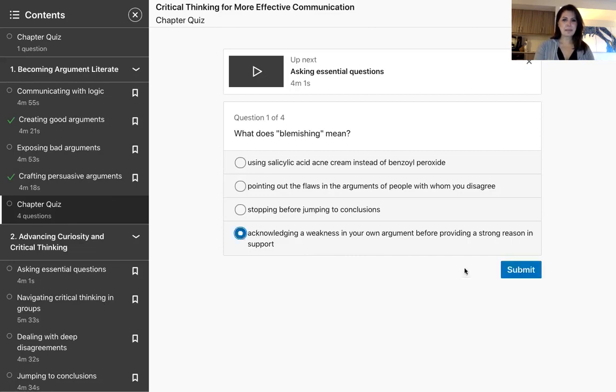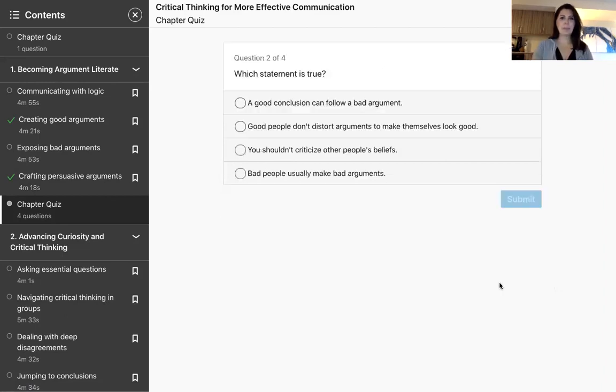Okay, I can see some of you guys are choosing. I want everybody to participate. Okay, I can see most of you guys are relying on that one. Excellent, that is the correct answer. Blemishing means you realize the weakness of your own argument and you provide strong reason in your support. That's blemishing. Next question is asking you which statement is true.